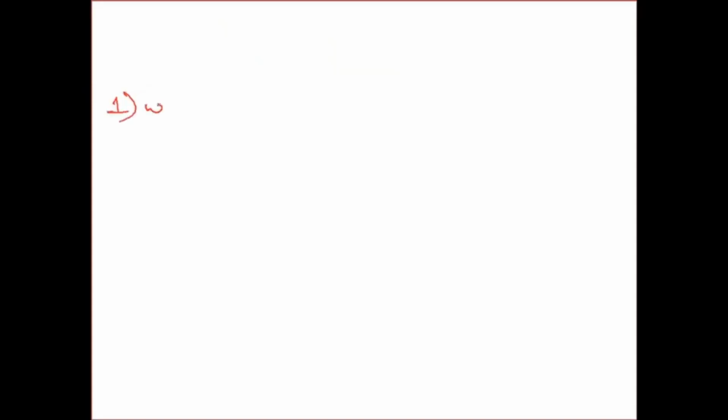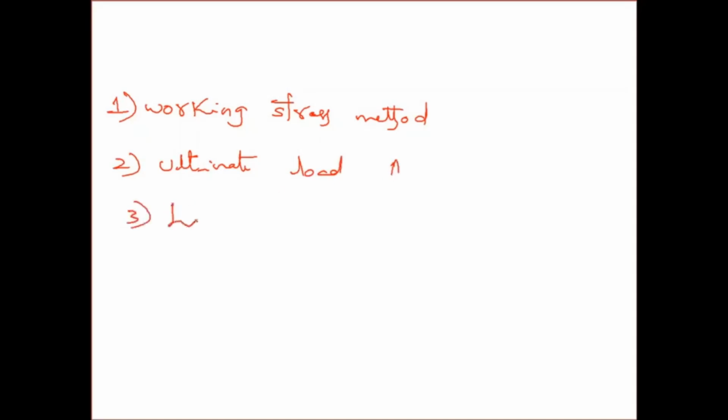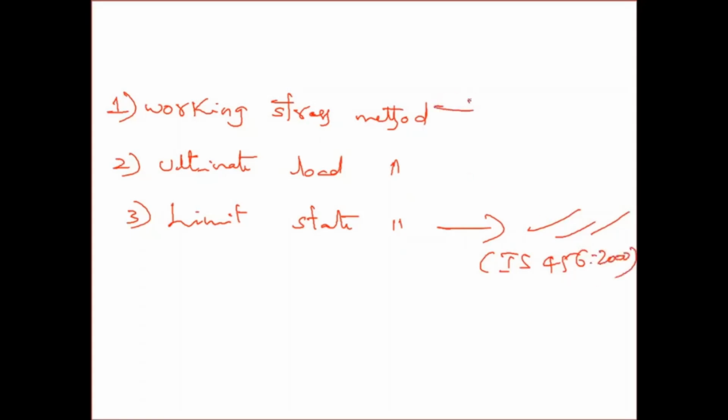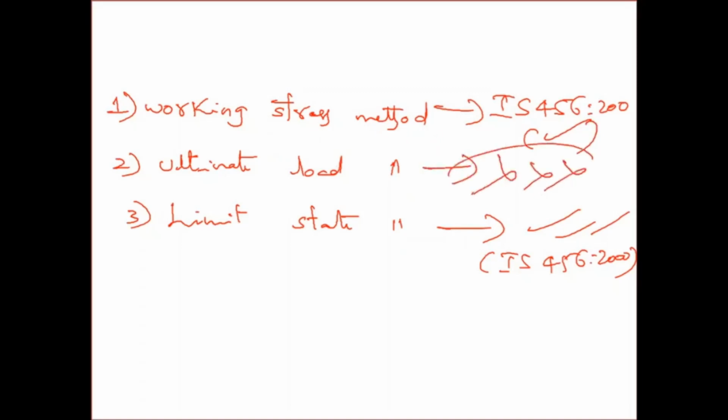They are, first one, working stress method. Second one, ultimate load method, and third one, limit state method. Okay, so now among these three methods, IS 456 is mostly recommending the limit state method, and it is also recommending the working stress method in a few cases. Whereas this ultimate load method is completely ignored by the IS 456 because it has its own demerits.